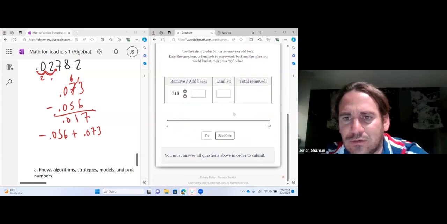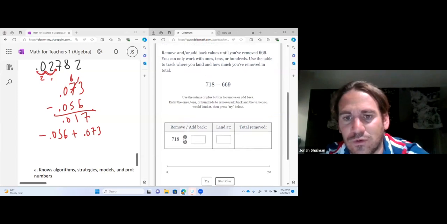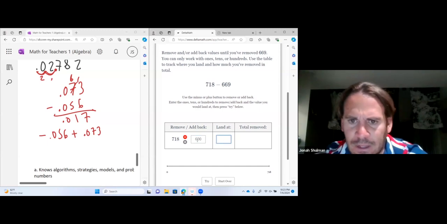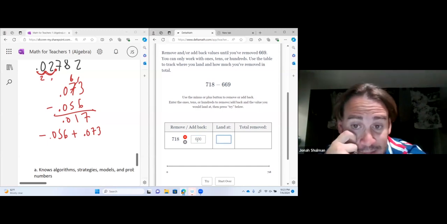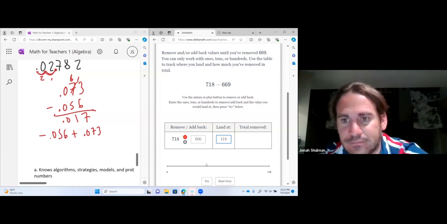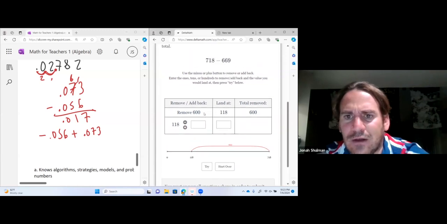Oh, I see what it is. Okay, so 718 minus 669. I was trying to go the other way, but we're not doing distance, we're just removal. So what's the first thing we have to remove? 600. So 718 minus 600 is going to be 118. Ta-da! All right, so I got rid of 600.